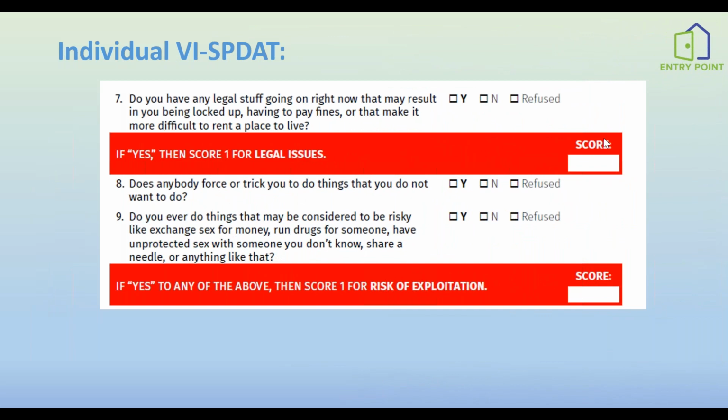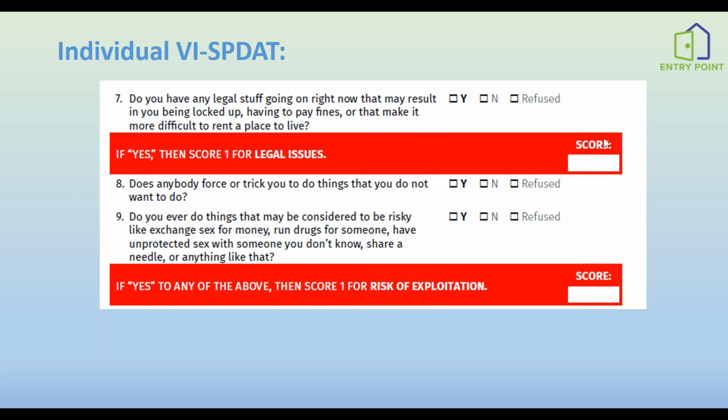Question number 7 has some sort of funky, maybe ambiguous language. Do you have any legal stuff going on right now that may result in you being locked up, having to pay fines, or that make it more difficult to rent a place to live? Sure enough, there are so many kinds of legal stuff, including a history of eviction, including so many different things that a client might have. We don't need to know the details. If they have any of those things, we check yes, and they get their point for legal issues.